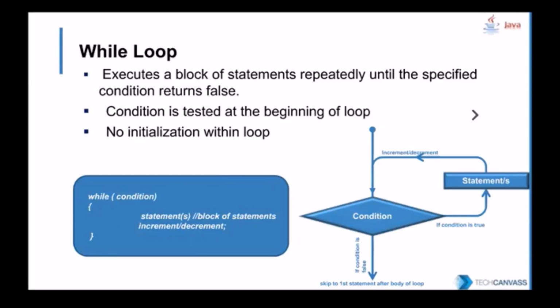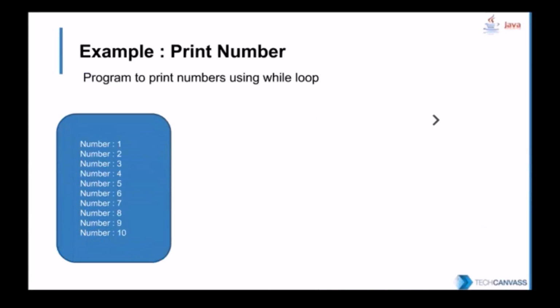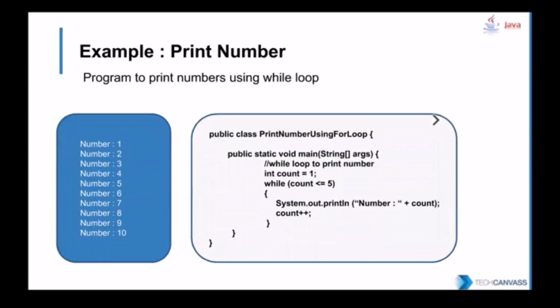Now, while loop. The while loop is also very similar to the for loop. It executes a block of statements repeatedly until a condition is found. The difference is there is no initialization required; we can do the initialization as per our need, or it's optional. So the structure is different. The same program of printing numbers 1 to 10 in the while loop: you will see that the initialization is before the loop here, and count is equal to 1.